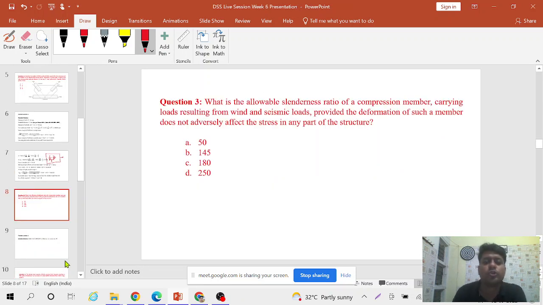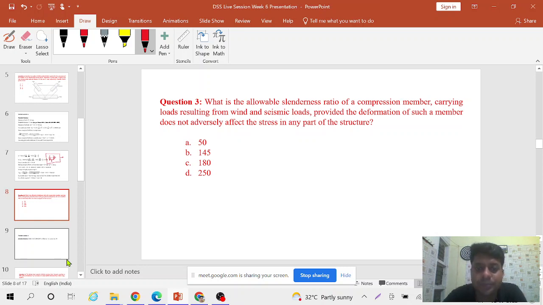Now coming to the next question: what is the allowable slenderness ratio of a compression member carrying loads resulting from wind and seismic loads, provided the deformation of such a member does not adversely affect the stress in any part of the structure?